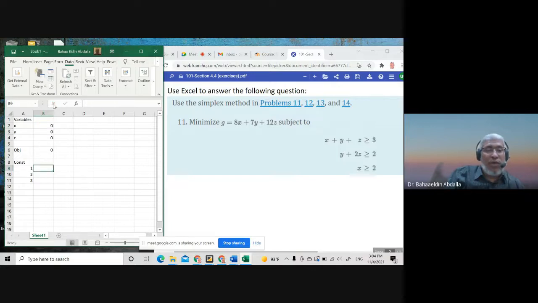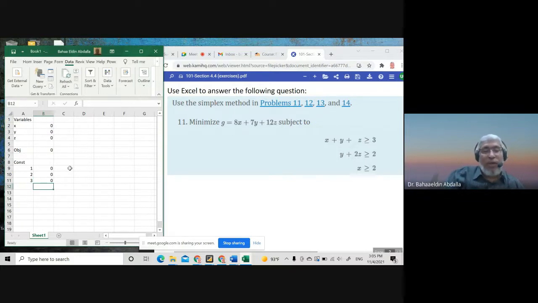Something is wrong, I'll do it again. The first constraint equals x plus y plus z, that is b2 plus b3 plus b4. And the second constraint, I write y equals y plus 2 times z. So this is the second constraint. The third constraint equals x, just x.